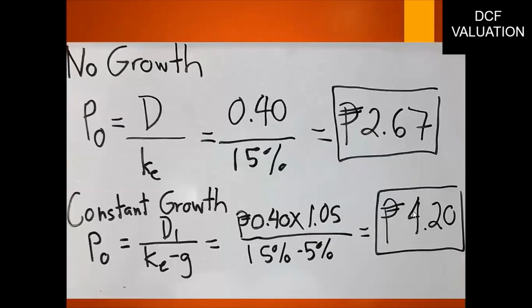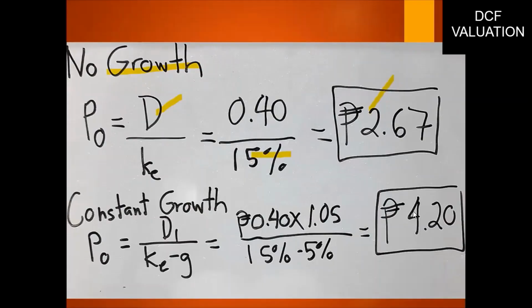Let's start with the no growth assumption. So we simply apply the perpetuity formula, the perpetuity with no growth. To estimate the intrinsic price, we have the constant cash flow, dividends of 40 centavos per year, and simply divide it by the cost of equity of 15%. So using a no growth assumption, our intrinsic price is 2.67 pesos per share. That's simply the basic perpetuity formula.